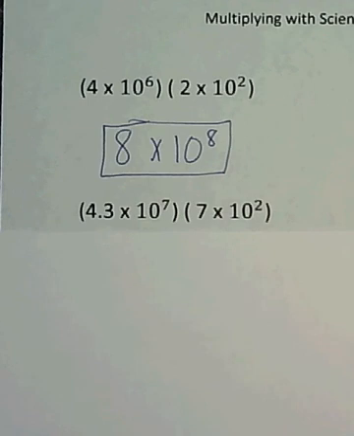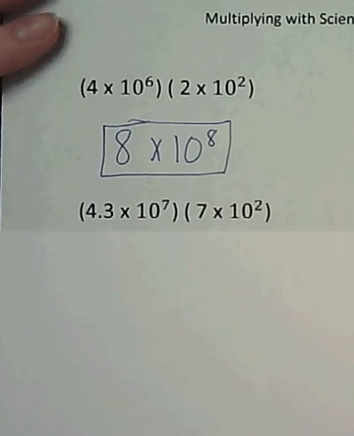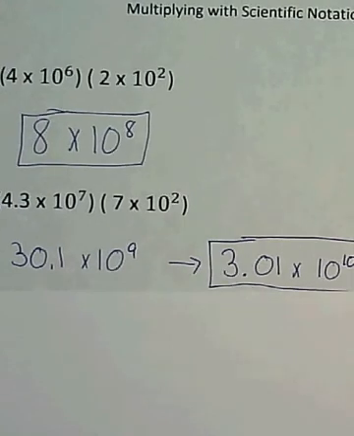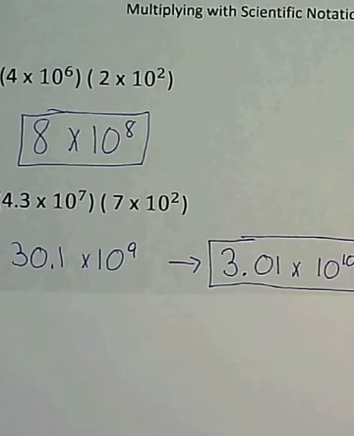4.3 times 10 to the 7th and 7 times 10 to the 2nd. Okay, now if you notice, you actually should have gotten 30.1 times 10 to the 9th, but we need to change it into proper scientific notation. We got 3.01 times 10 to the 10th. Okay, let's try the next one.